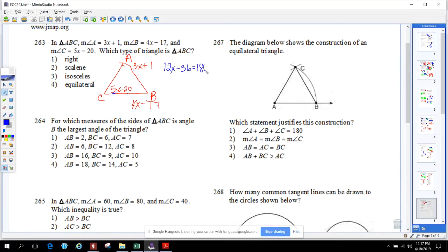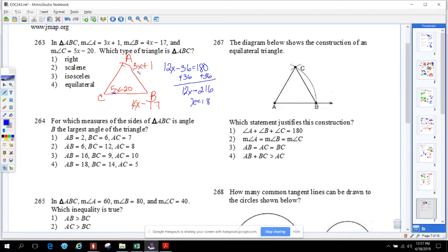And we know there's 180 degrees in a triangle. We'll add 36 to both sides. 12x equals 216. 216 divided by 12 gives us 18.